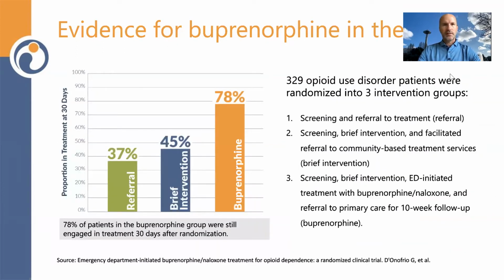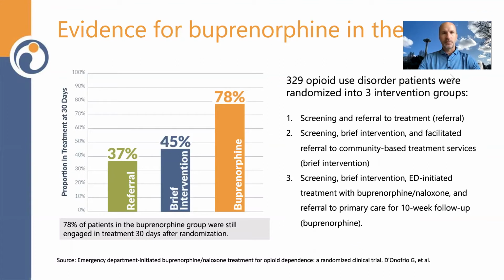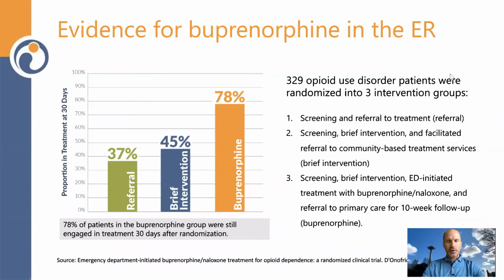So what is the evidence for buprenorphine treatment in the emergency room? Recent studies have shown that the prior practice of referral to social services from the emergency room results in about a 1/3, or a 37%, retention rate in treatment at 30 days.